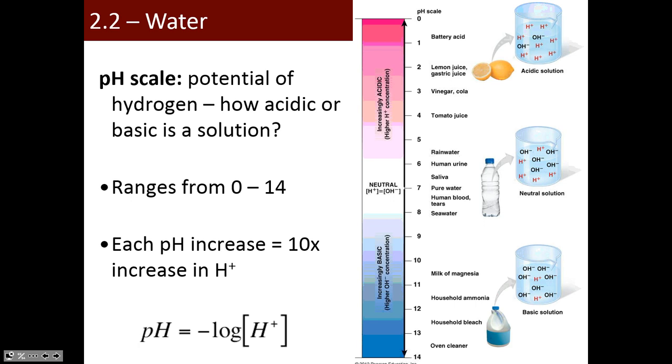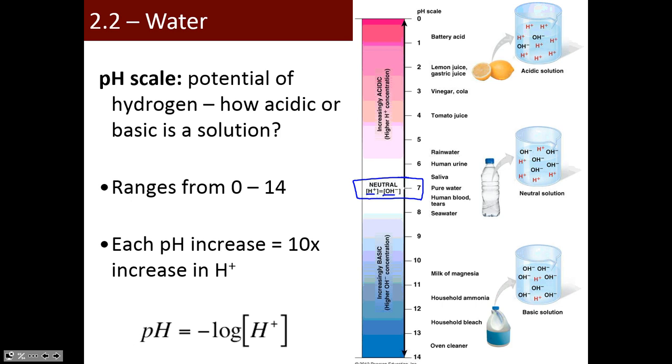The scale itself ranges from 0 to 14. And 0 is the highest concentration of hydrogen ions, and 14 is the lowest concentration of hydrogen ions. So it goes from one extreme to the other, with pure water, our neutral situation, being in the center. So pure water, where the concentration of hydrogen ions equals the concentration of hydroxide ions, is actually at a pH of 7. It's right in the center of the scale.